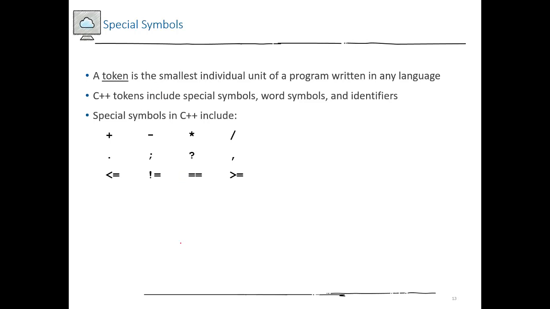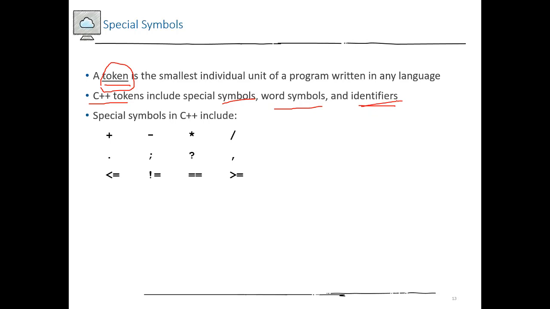Okay. Now there's something called special symbols in C++. But before we get to the special symbols, I want to define the word token, right? Token is a small individual unit of a program written in any language. It's just a word for a small unit of a program, and it could be written in any language, right? So what does C++ tokens contain? They may contain symbols, word symbols, and identifiers. We're going to learn about identifiers in a minute, but know that identifiers can be considered C++ tokens.